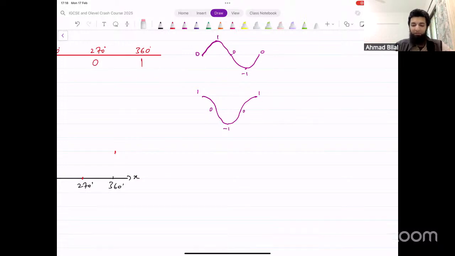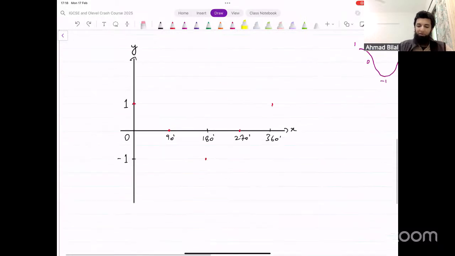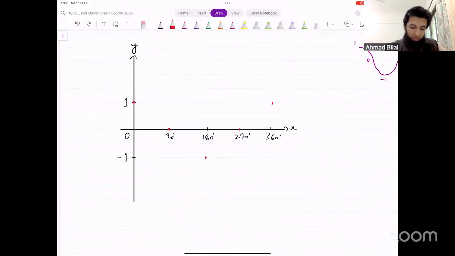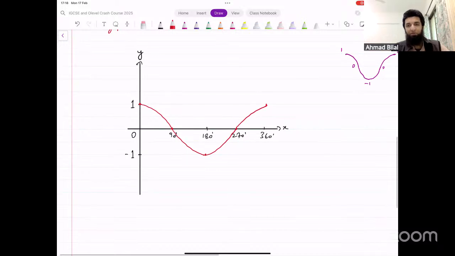So the cos graph is actually starting from this point, from 1 onward. So that's why it looks like this. So once you have these points, you can draw a curve like this through these points. The curve goes like this first, and then at 90, it changes direction and starts going like this. And then it goes like this. And then it changes direction again to go this way. That's what the cos graph is going to look like.